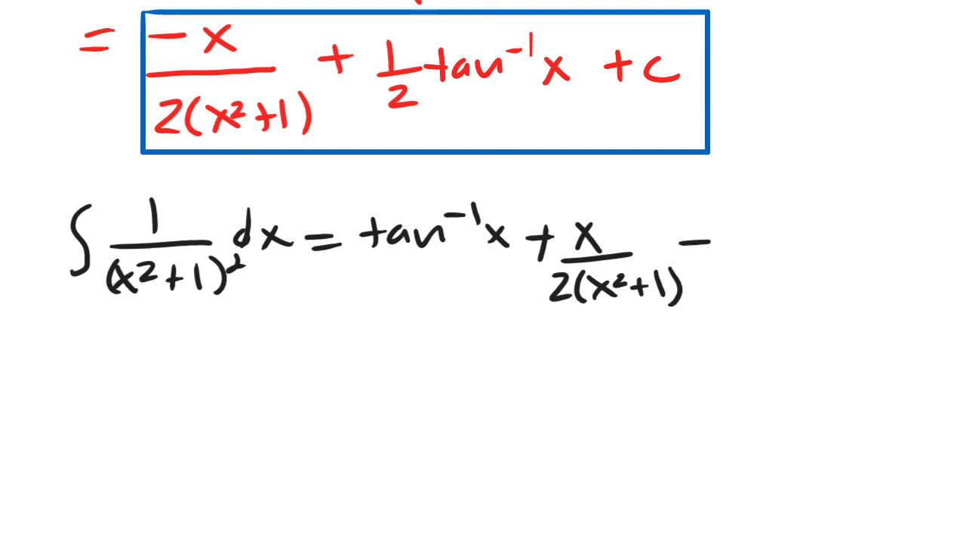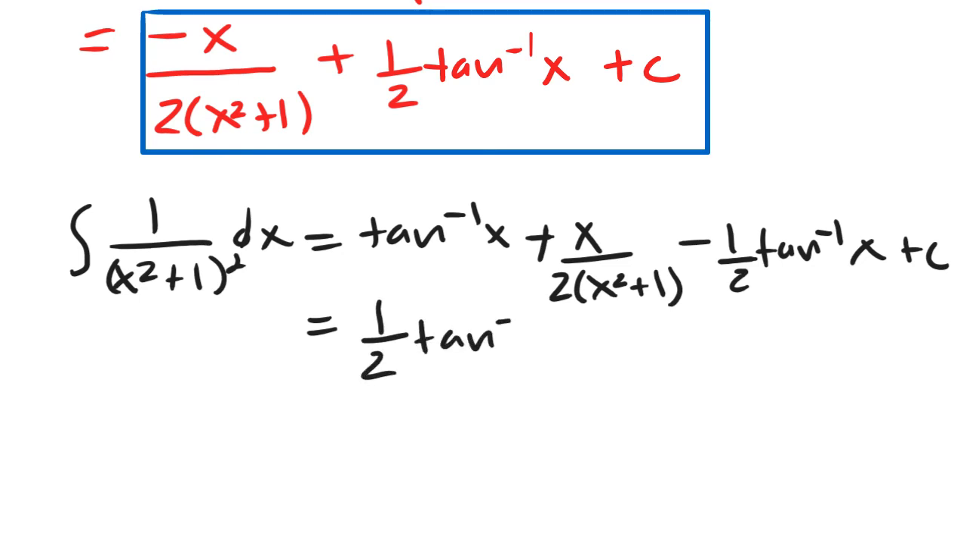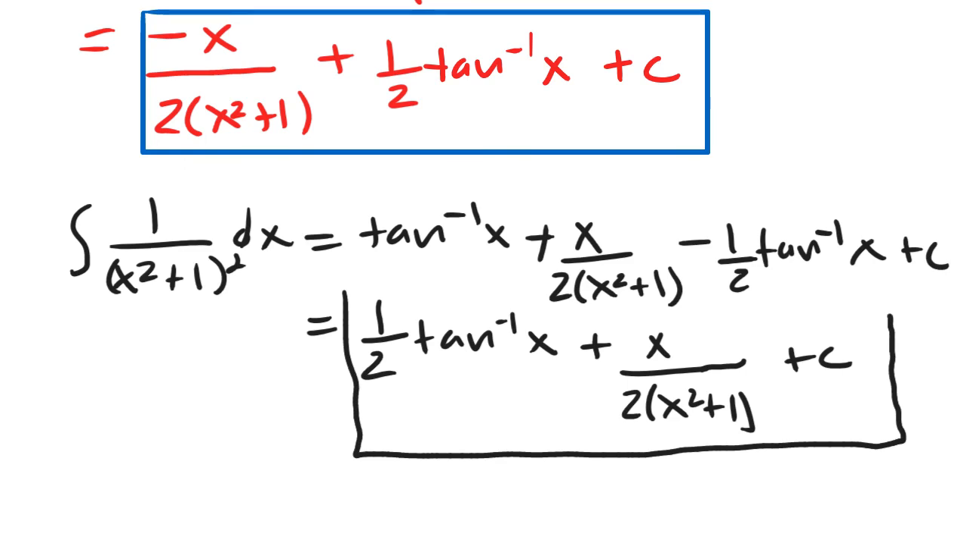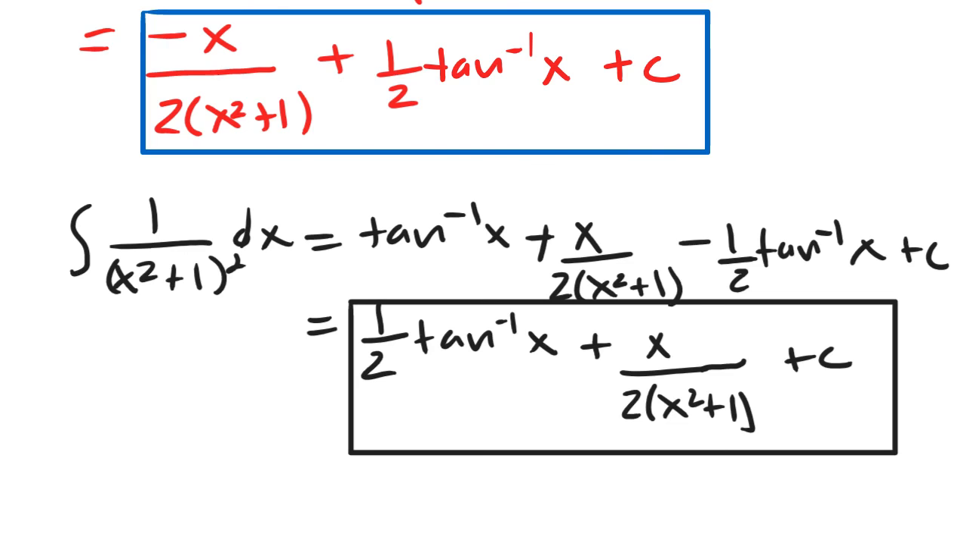But notice this, you're subtracting 1/2 arctangent inverse of x and then plus c. Okay, but then this becomes that you're subtracting this, so that's going to be positive 1/2. So positive 1/2 arctangent inverse of x plus x over 2 times x squared plus 1, and then plus c, right? So we have our integral solved right here. And that was using integration by parts, right?